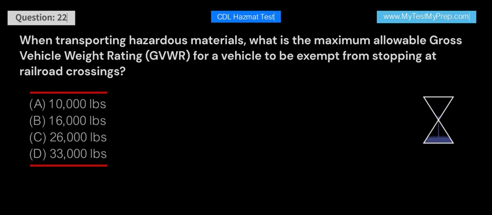Answer A. The maximum allowable GVWR for a vehicle to be exempt from stopping at railroad crossings when transporting hazardous materials is 10,000 pounds. Vehicles with a GVWR above this limit must stop at all railroad crossings as a safety precaution.